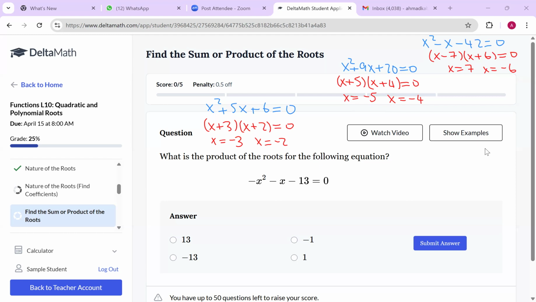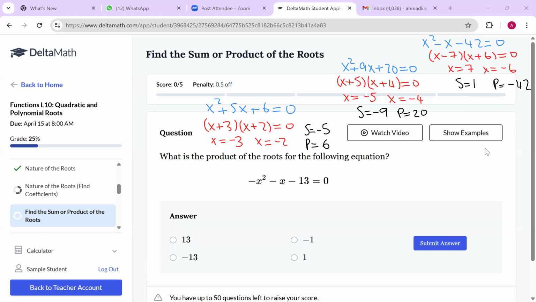Now, for each of these cases, we want to get the sum of the roots and the product of the roots. So let's do it for the first case. The sum is -3 plus -2, which is -5. And the product is -3 times -2, which is +6. Here, the sum is -9, and the product is +20. And here, the sum is 1, and the product is -42.